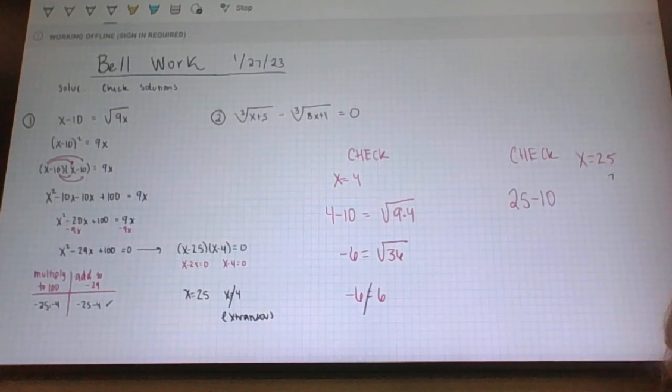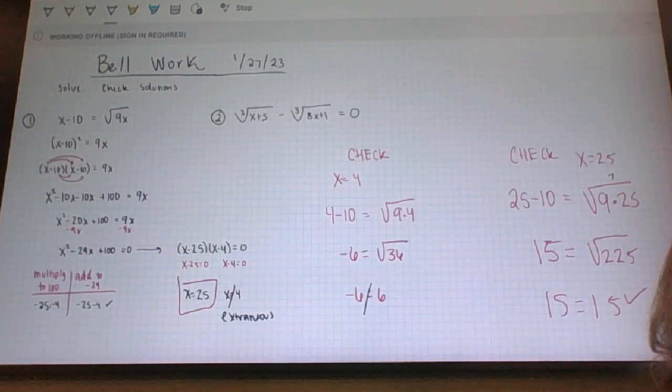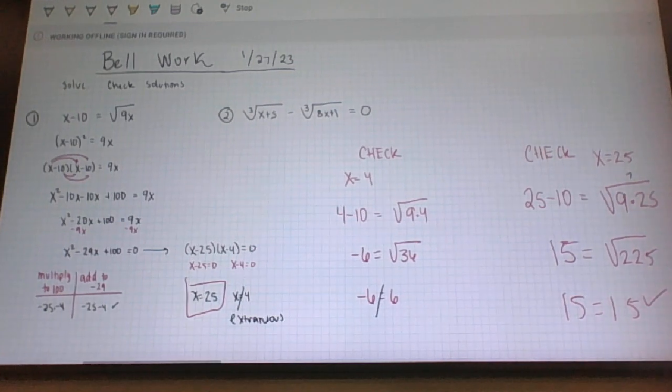So 25 minus 10 equal to the square root of 9 times 25? Carson, what's 9 times 25? 225. What's the square root of 225? 15. Oh, that's how you figured that out. 25 checks out okay. 4 does not. These problems were taught after the quadratics, right? Kind of a little bit more complicated, isn't it? Having to think about what works and what doesn't work.